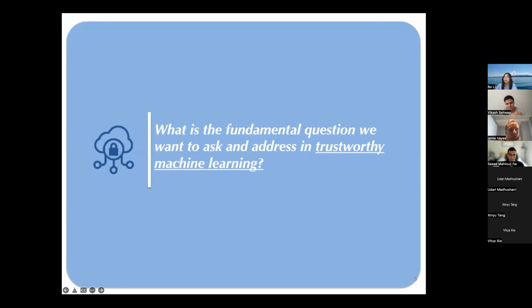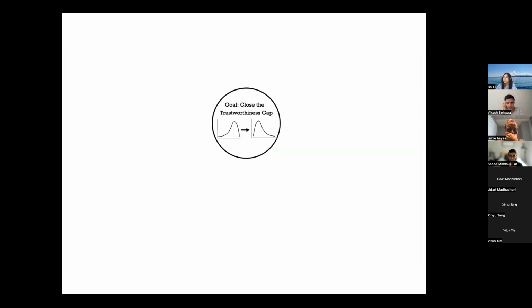One quick question we may want to ask is: what if we get the opportunity to ask only one question? What is the fundamental question that we want to explore and address in trustworthy machine learning? After a couple of years of research from different angles, from my personal view, I recently came up with this slide, and I have shown it in a couple of talks. I think this slide may be one of the most important slides that I will show.